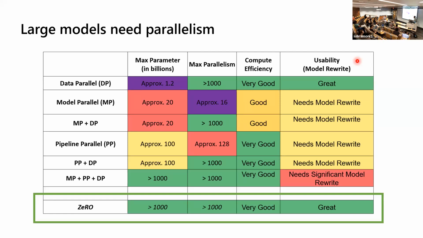So data parallelism is the simplest. The next one is model parallelism. Model parallelism is an umbrella term.